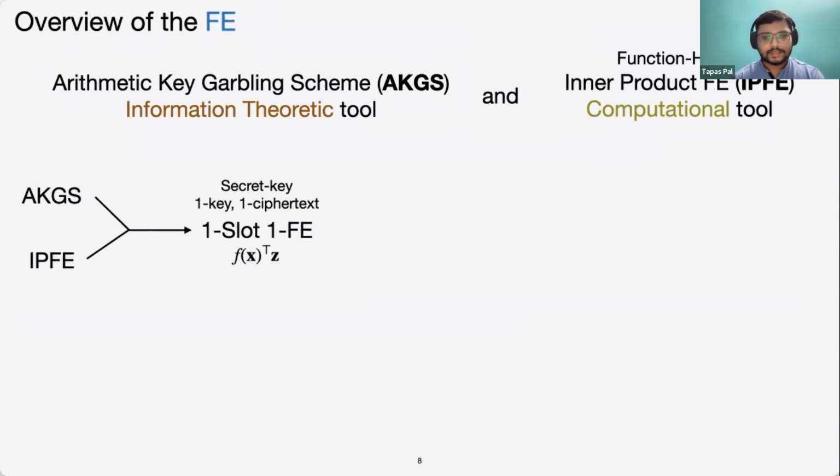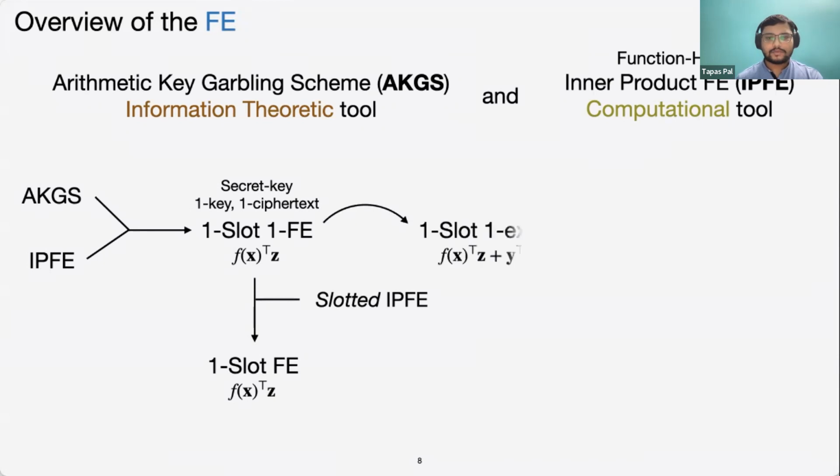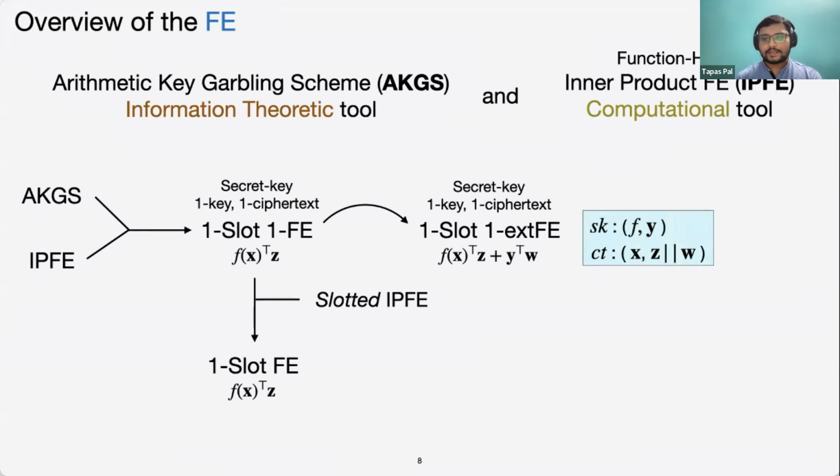in the secret key setting. And then we convert it to a full-fledged one-slot FE scheme in the public key setting. However, for that, we require a slotted version of the IPFE. Next, we convert our one-slot, one-FE scheme to a one-slot, one-EXT-FE scheme, which is again in the secret key setting, and it supports a single key and a single ciphertext. So what is the EXT functionality? In this functionality, secret keys are generated for a function f and a vector y, and the ciphertext is computed for a public vector x and two private vectors z and w. And during decryption, we learn f(x) transpose z plus y transpose w.